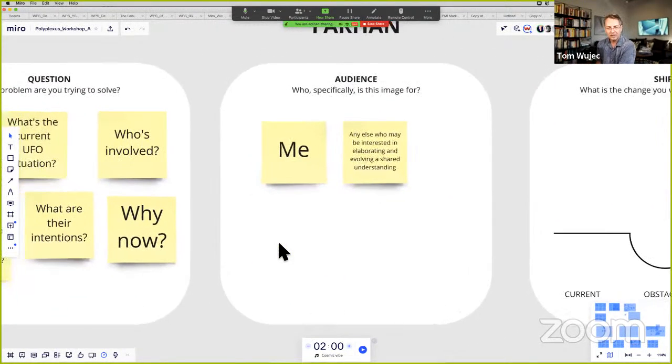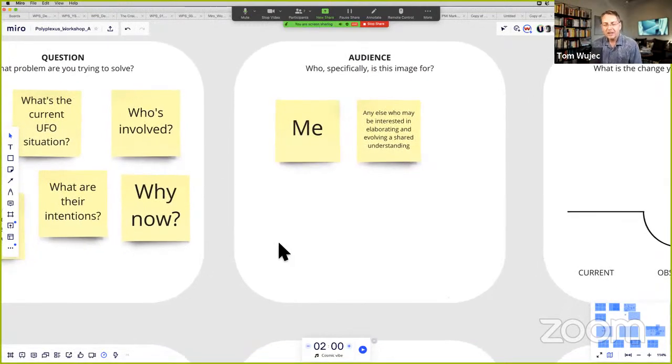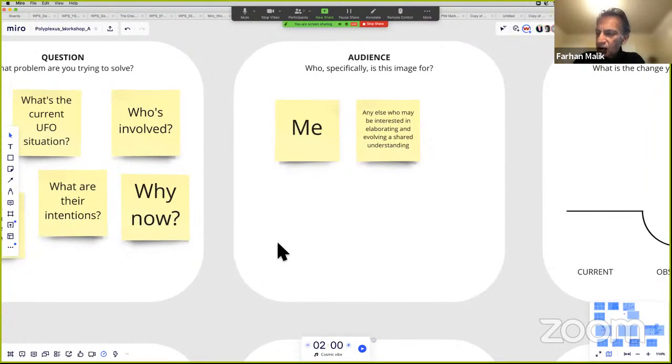Okay, moving on. Who's this for? Initially for me, so I can get to a point where I've got information organized in some kind of coherent manner so I can share it with others. That's the next bit. Nice.